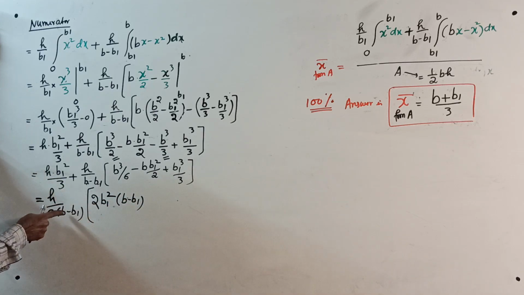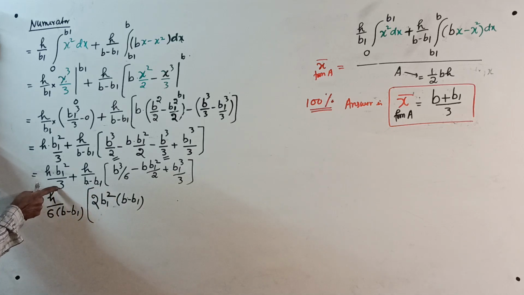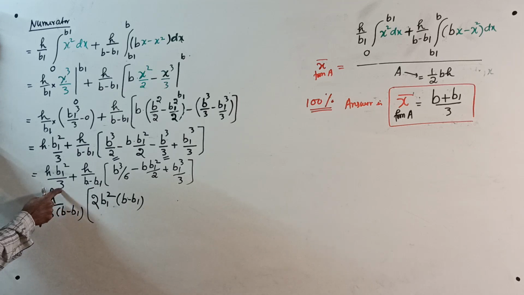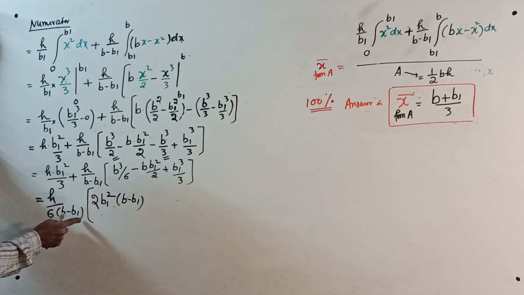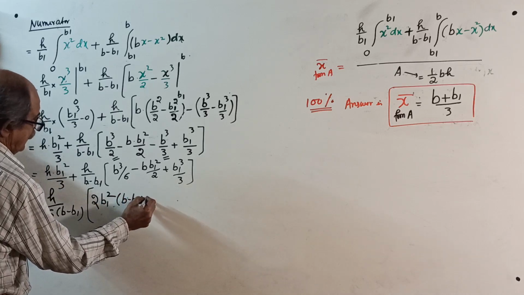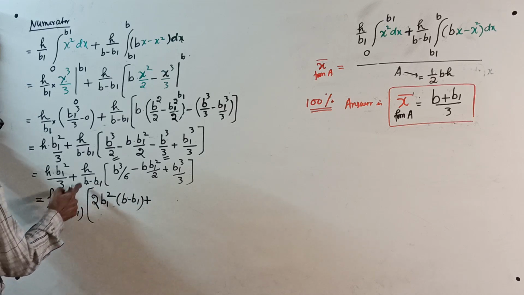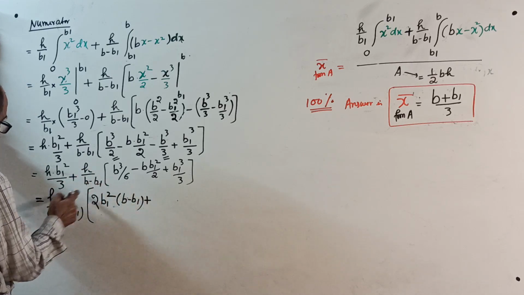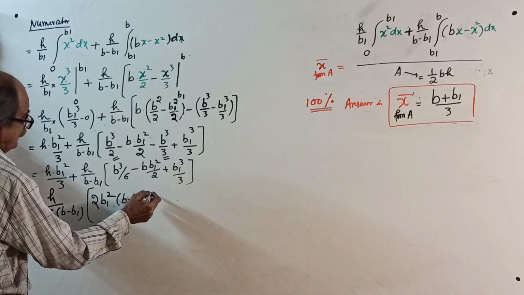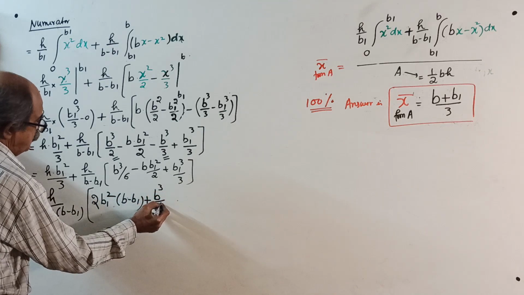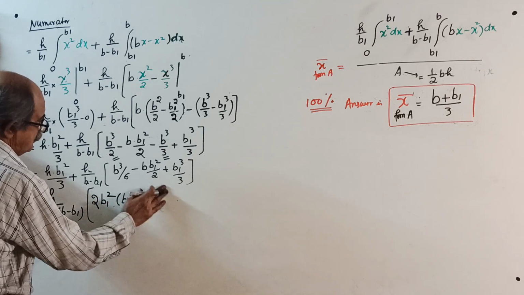b minus b1. Why? I am taking the common denominator, b minus b1. See here, 3, I am taking 6 here, so 2 will come here. 2 by 6 is 1 by 3 into b minus b1, plus b minus b1 has gone outside, h gone outside. In place of 6 is there, so 6 means it will become b cube, that's all, only b cube.